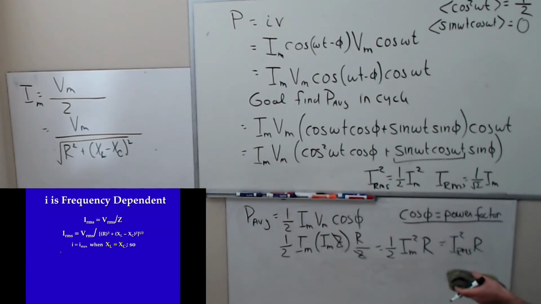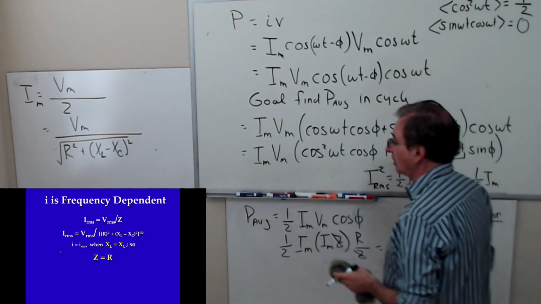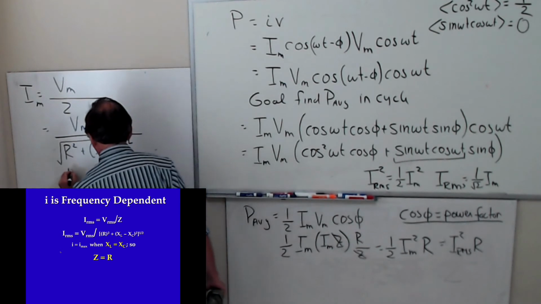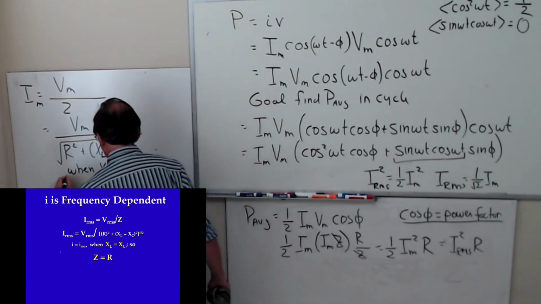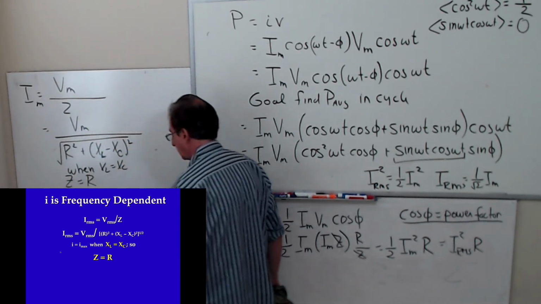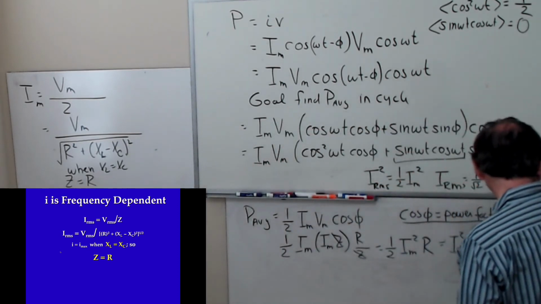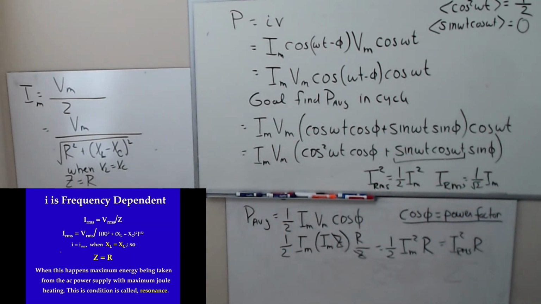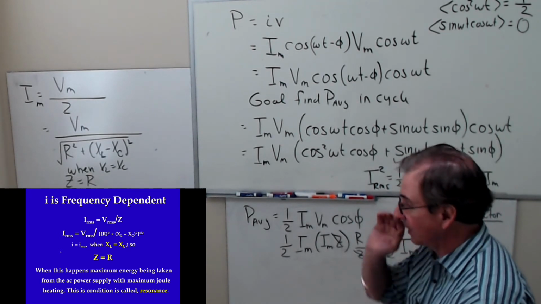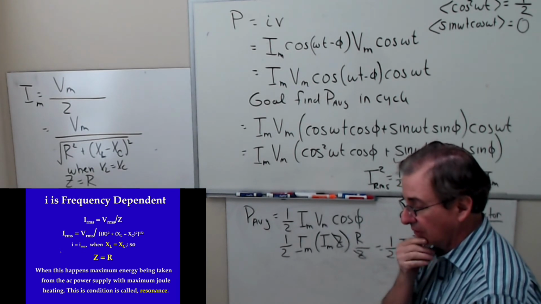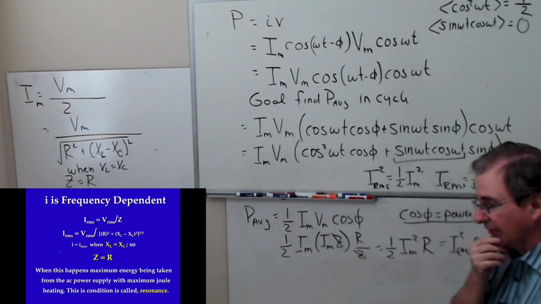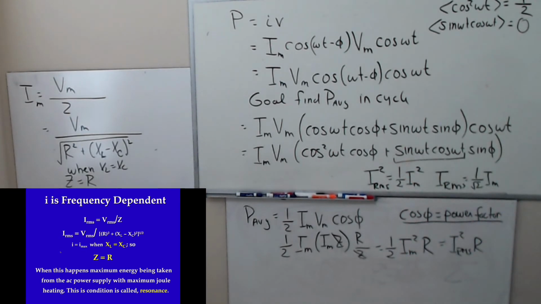Now when X sub L equals X sub C, then Z equals R. And all the voltage of the power supply is across the resistor. We get maximum energy loss. Maximum energy is transferred to the resistor. And that's called resonance, like I said before. Let me say a few more things about power.